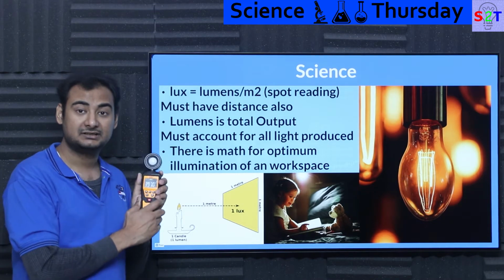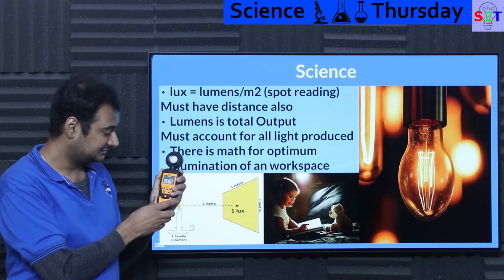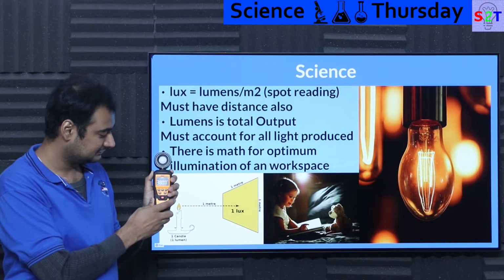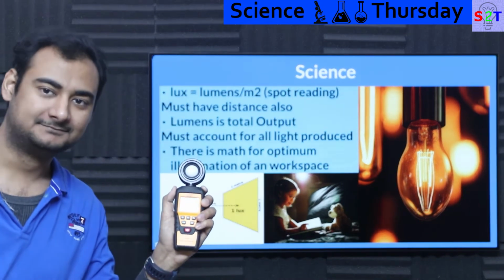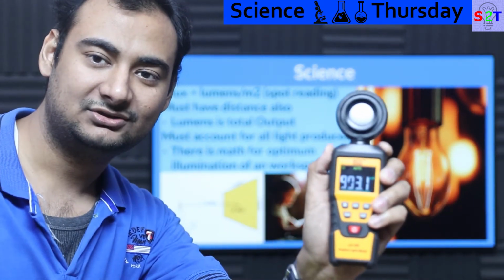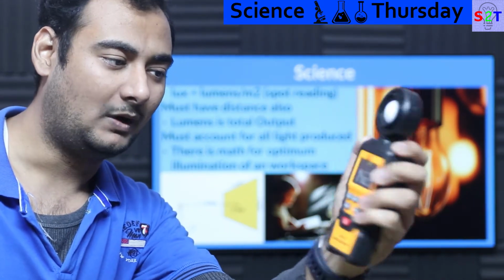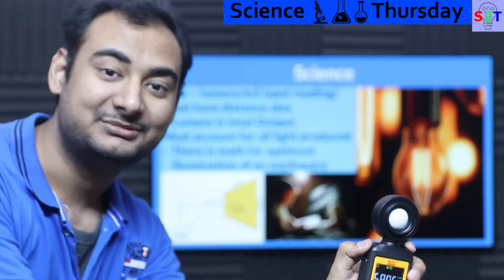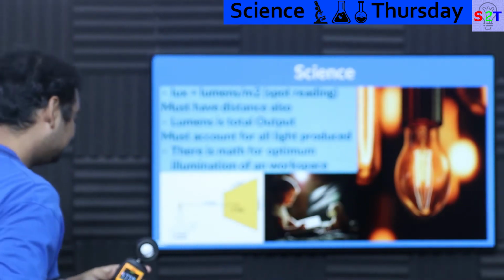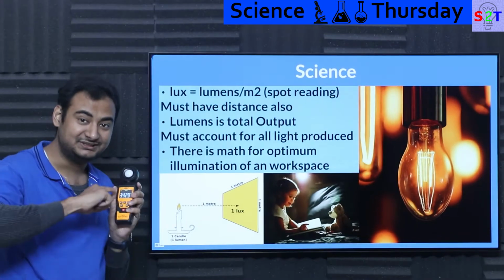For example, here I'm testing it and I'm getting, let's say, 380. Okay, here's the thing. Now I'm close to it, and it should be, wow, 700 to 800. I'm getting much higher output. So that's the whole point. You need to know the distance.